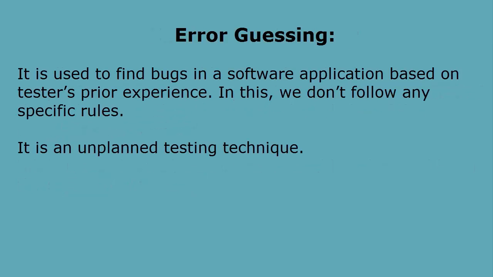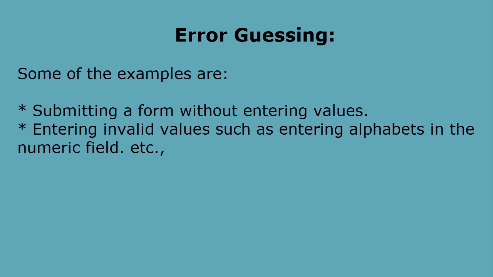And last one, error guessing. Another testing technique is error guessing. This is used to find bugs in a software application based on testers' prior experience. In error guessing, we don't follow any specific rules. It is an unplanned testing technique. Some of the examples are submitting a form without entering values, entering invalid values such as entering alphabets in the numeric field, etc.